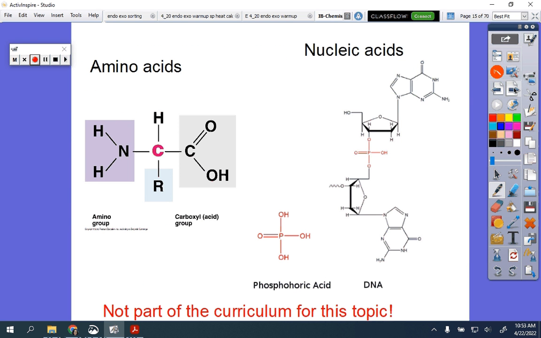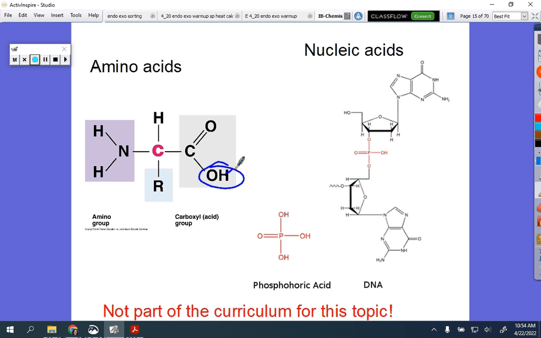This is not part of the curriculum for this topic, but I just wanted to point out that here we have a connection to biochemistry. If it was a different year and we were doing the options, we might have covered more biochemistry. But think about the things you talked about in bio: amino acids, nucleic acids, fatty acids. An amino acid is acidic because it's got that OH, and that H is going to go off when it is in solution. So that's why this is called an amino acid.